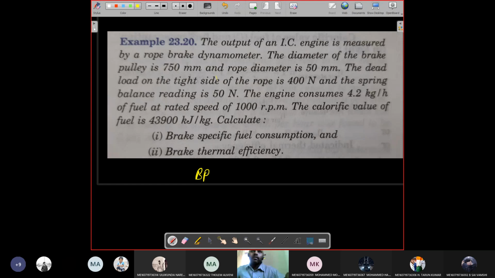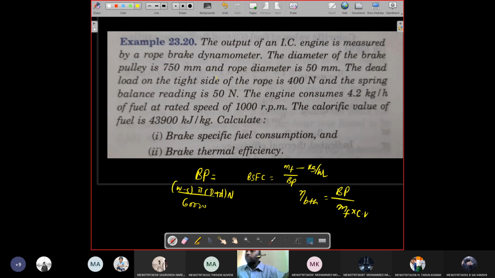So first calculate BP, brake power, then BSFC. How to get BSFC? Mass of fuel by brake power. It is in kg per hour. Then brake thermal efficiency: brake power by mass of fuel into calorific value. Only thing is balancing the units. That's it. All the data is available. How to get the brake power? Brake power is equal to W minus S into pi into capital D plus small d into N by 60,000.